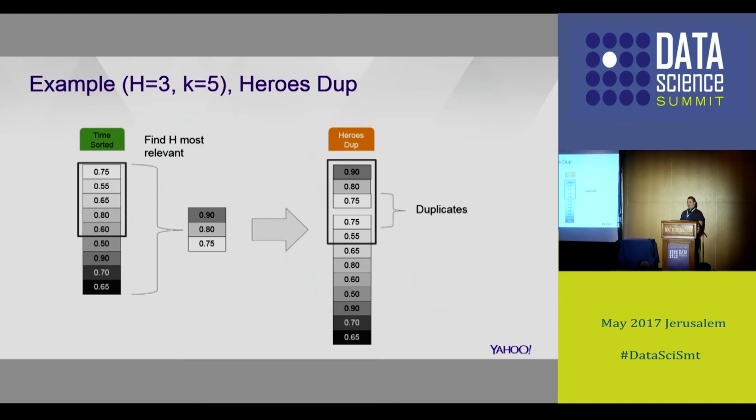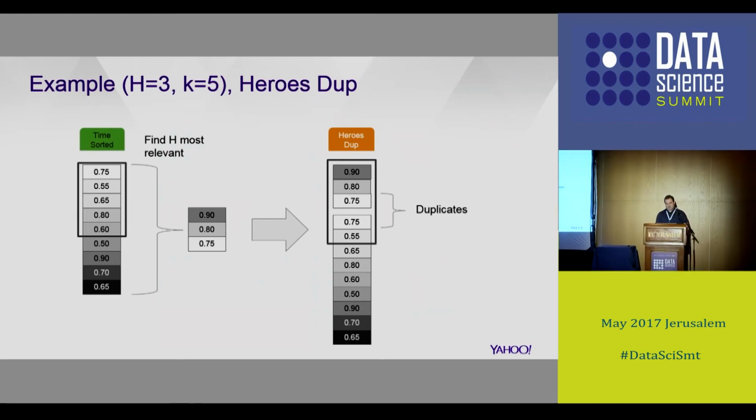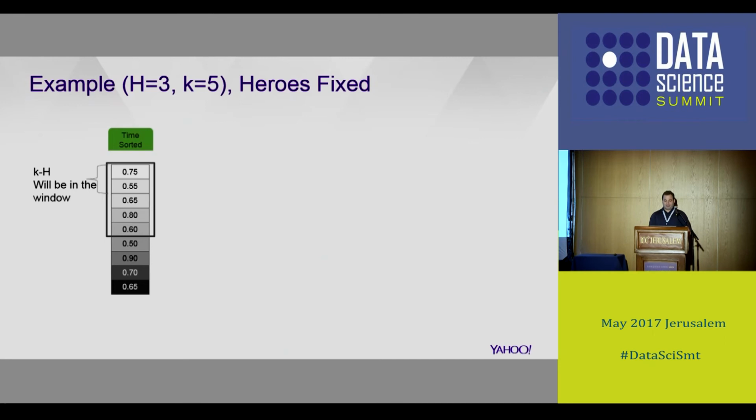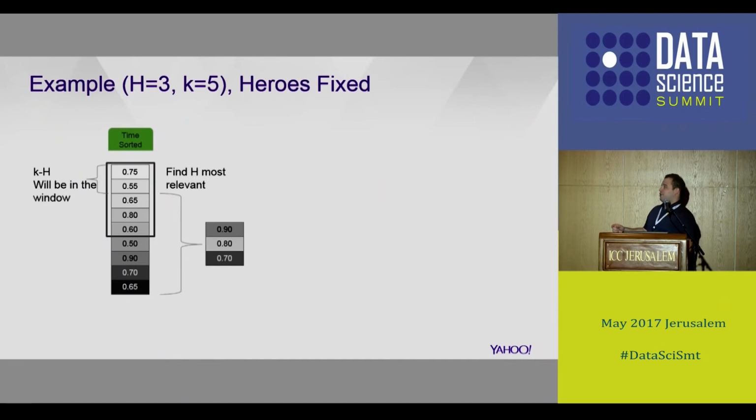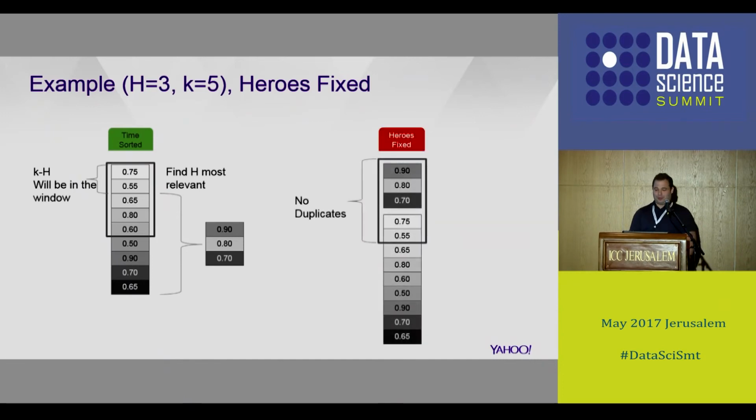And there we have it. These 2 messages are duplicate. If we take the second algorithm, here we know that those 2 on the top will be in the window. We choose the most relevant ones out of the rest of the messages. Now, we don't have duplicates in the window, but there are messages that are less relevant and still on top. That could still be bad user experience.